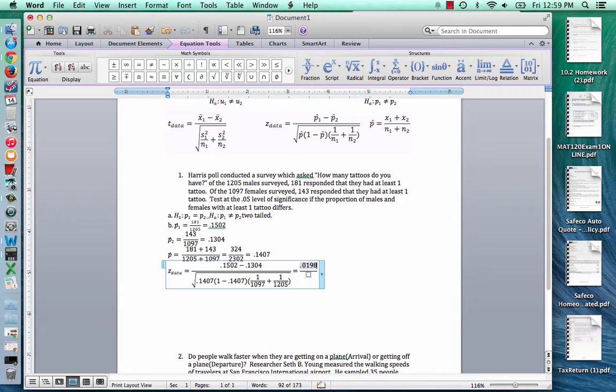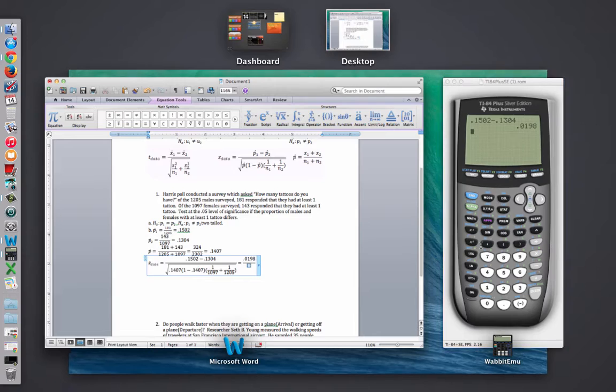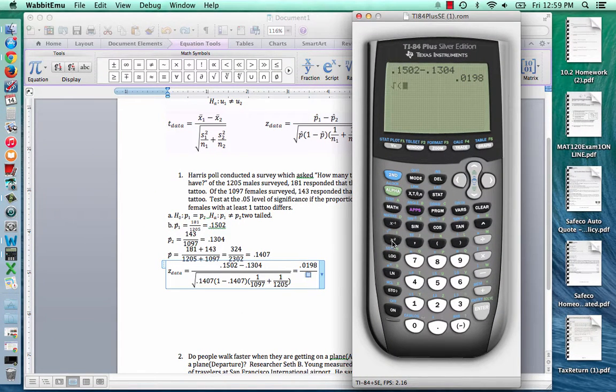And then I'm going to do the denominator here. So I have to do second square root of 0.1407 times parenthesis 1 minus 0.1407. And then times another parenthesis here, 1 divided by 1097 plus 1 divided by 1205. Get my denominator of 0.0145.